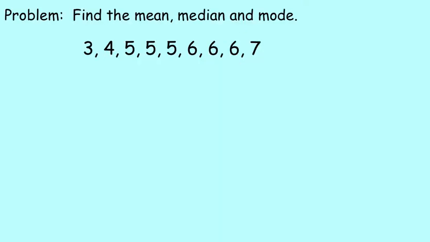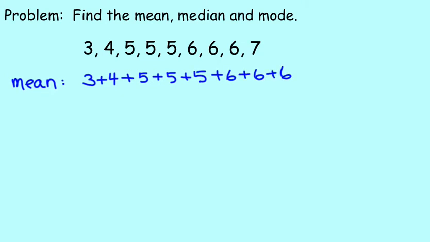Here's just a quick example of mean, median, and mode. So let's start off with our mean. To find the mean, we would just add those values up: 3 plus 4 plus 5 plus 5 plus 5 plus 6 plus 6 plus 6 plus 7. And then you'd find how many total are in your data set. It's 1, 2, 3, 4, 5, 6, 7, 8, 9.